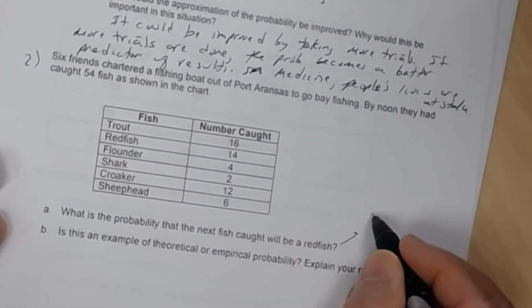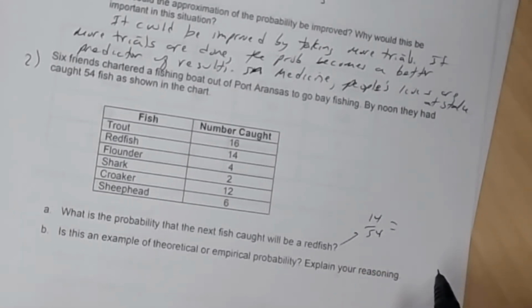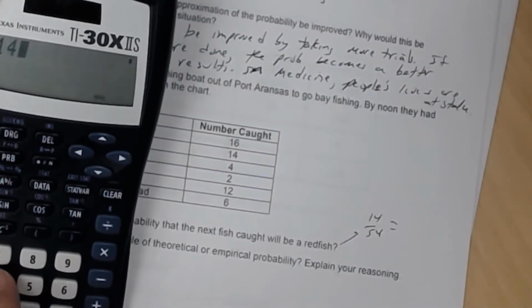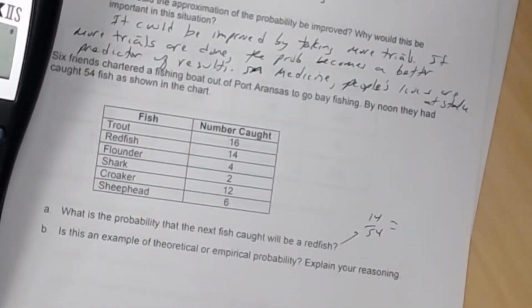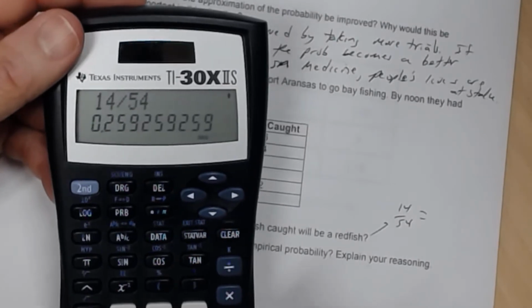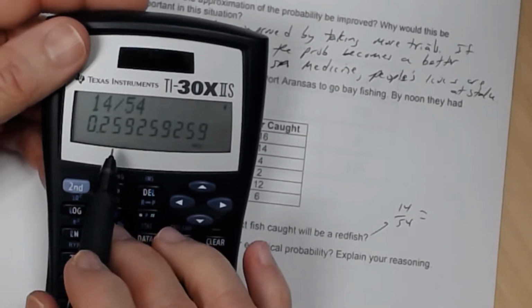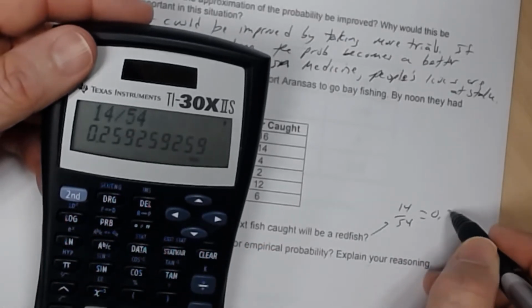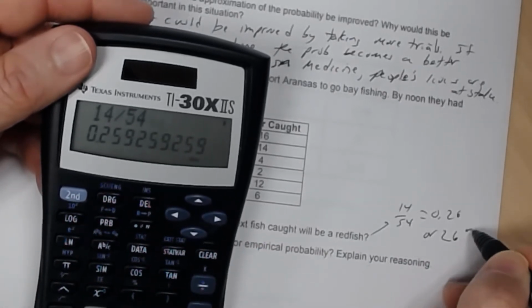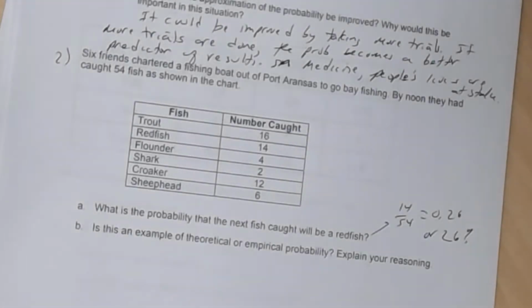So this would be 14 divided by 54, which is going to equal, all right, so 14 divided by 54 equals, so let's go ahead and see, this is not terminated very well. So let's just go ahead and use the nearest hundredth. So it'll be about 0.26, or 26%. Okay, so something like that, just go ahead and use the nearest hundredth.